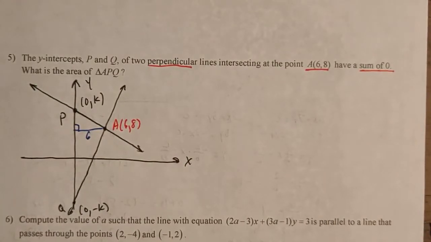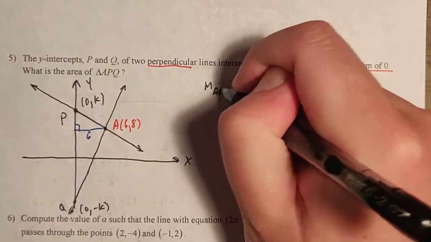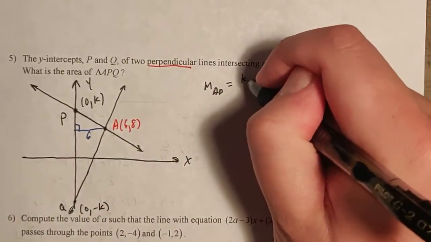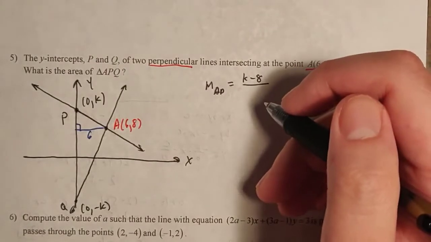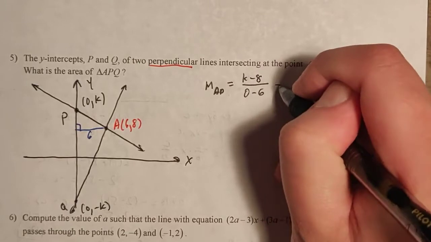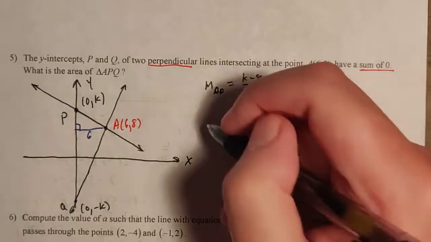So, the only piece of information we haven't used yet is the fact that the lines are perpendicular, which means we're going to be looking at slopes. Let's have a look at the slopes here. So if we look at the slope of AP, we just set it up. So we have K minus 8 over 0 minus 6, which is just K minus 8 over negative 6 here, okay? So we'll keep that there.